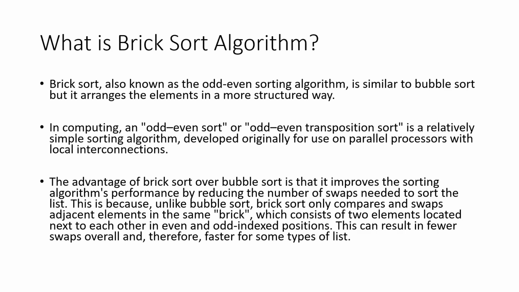The advantage of brick sort over bubble sort is that it improves the sorting algorithm's performance by reducing the number of swaps needed to sort the list. This is because unlike bubble sort, brick sort only compares and swaps adjacent elements in the same brick, which consists of two elements located next to each other in even and odd index positions. This can result in fewer swaps overall and therefore be faster for some types of lists.